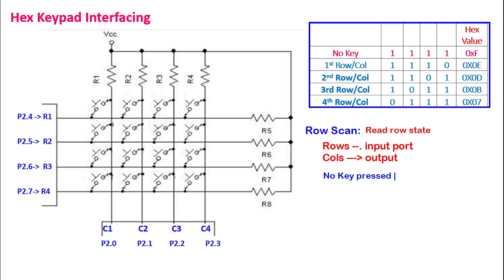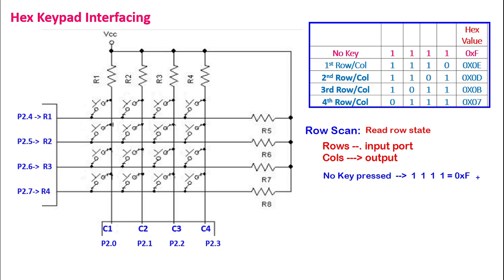Whenever there is no key pressed, your microcontroller will return the state as 1 1 1 1. That means by default all port pins will be high whenever there is no signal. If there is no key pressed, it is going to return 1 1 1 1, which is nothing but hexadecimal F.